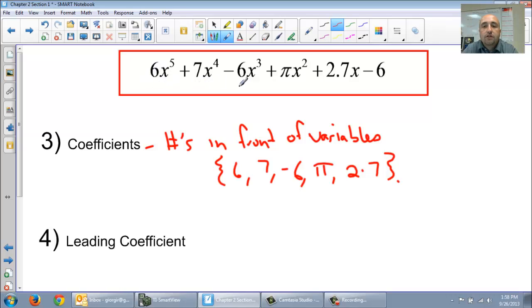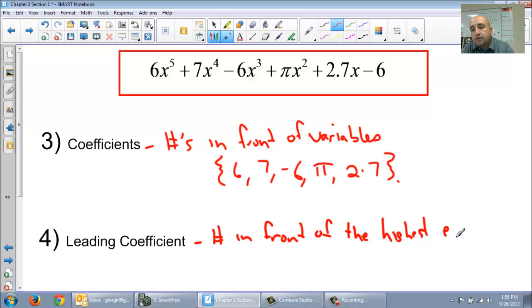The numbers in front of the variables. The fourth term is called the leading coefficient, and that would be the number in front of the highest exponent. So what would be the leading coefficient here? The biggest exponent is 5, so my leading coefficient is 6.